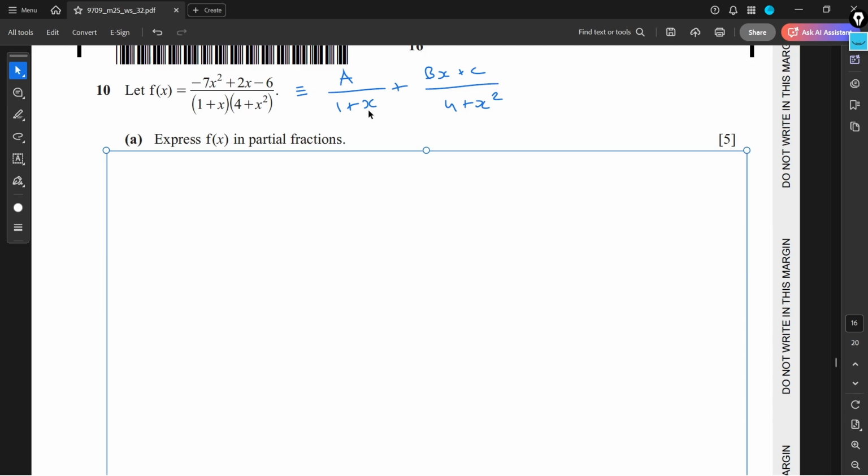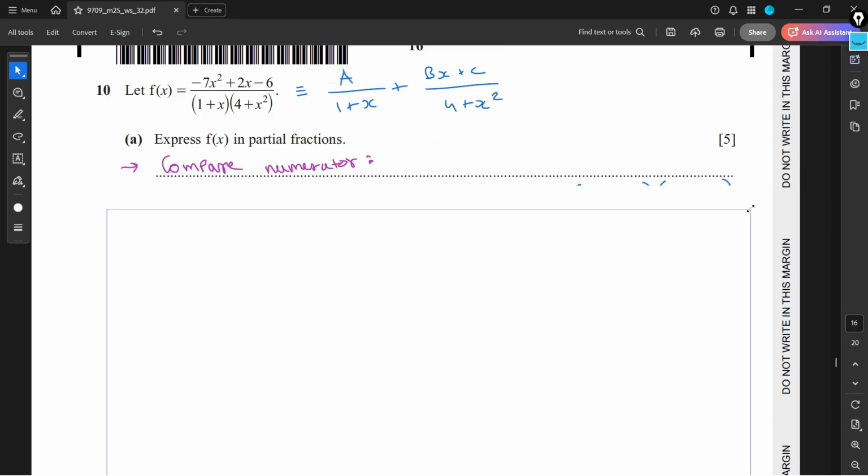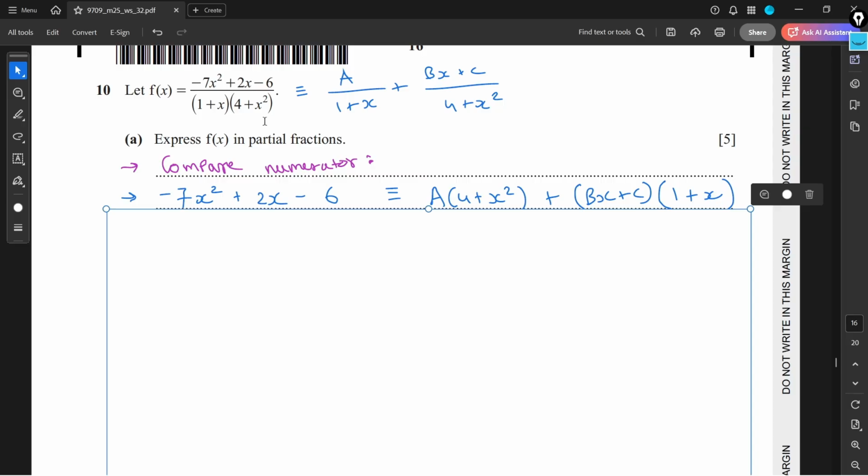So now the second step would be to just go ahead and make a common denominator. So I can do this just by multiplying my 4 plus x square with a and 1 plus x with bx plus c. So now I know that the denominator part are just going to be equal to each other. So now I'm going to compare only the numerator part. And therefore, in doing so, I'm going to get minus 7x square plus 2x minus 6 is equivalent to a times 4 plus x square plus bx plus c times 1 plus x.